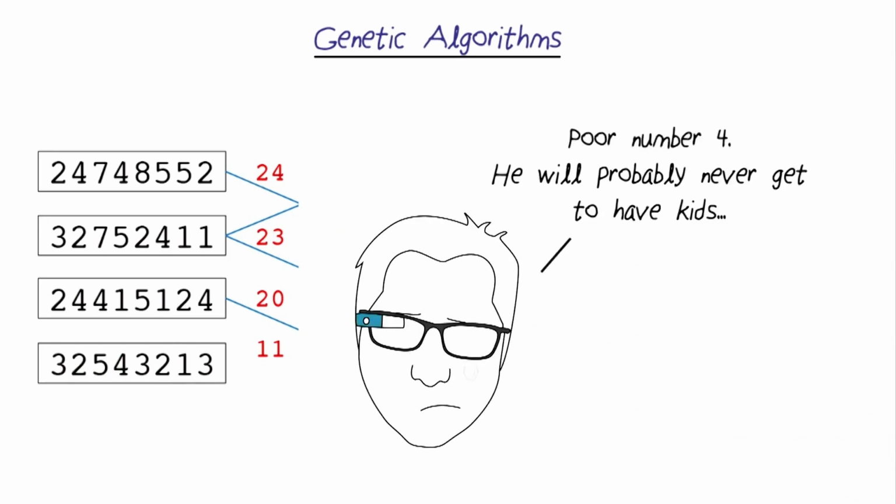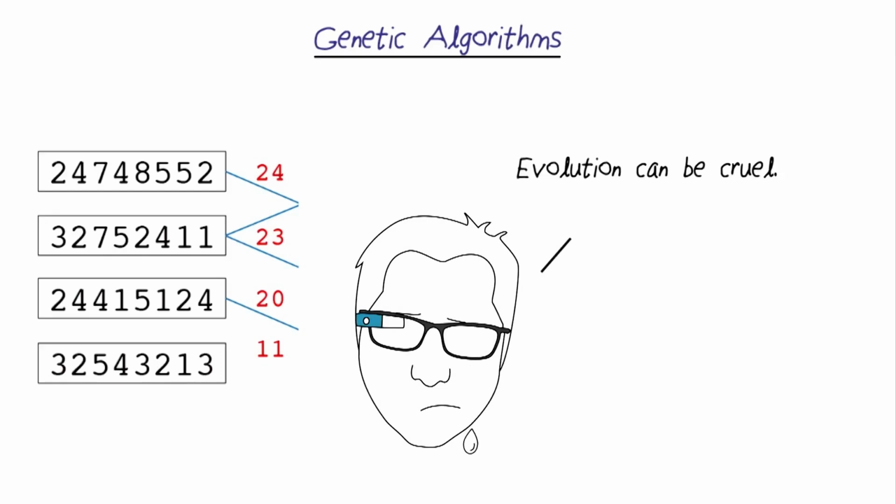Poor number 4. We will probably never get to have kids. Evolution can be cruel.